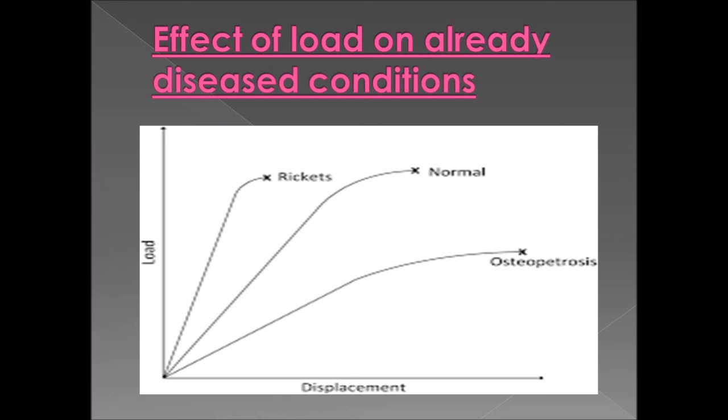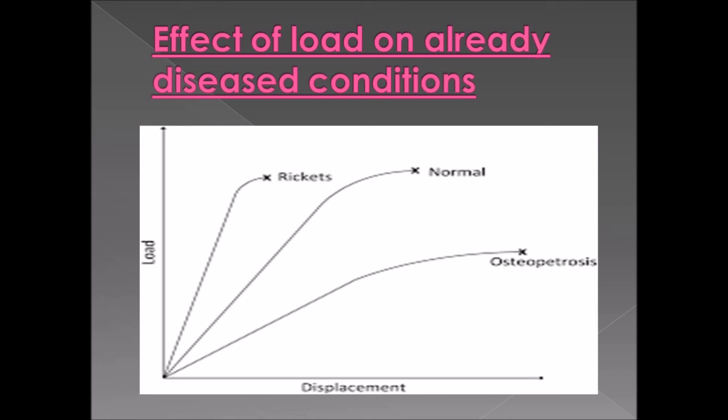But what if the bone is already deconditioned, if we already have some disease condition of the bone, then what will be the load deformation curve of that, or how does that affect our bone strength? Okay, so here are the three lines showing the bone deformation curve in the case of osteopetrosis, normal and rickets disease.